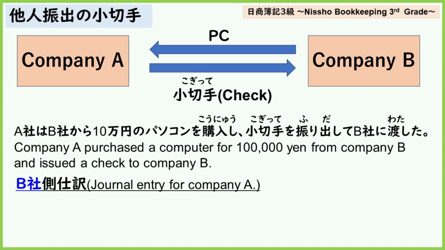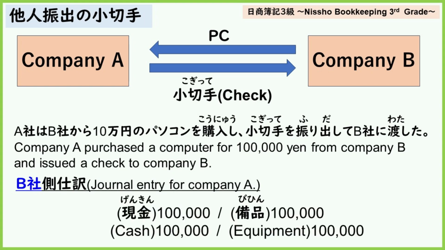Next, let's think about the journal entry for Company B. The journal entry is as follows. Debit, cash 100,000. Credit, equipment 100,000. From Company B's perspective, they received a check issued by another party, Company A. If you bring another person's check to the bank, you can quickly exchange it for cash. Therefore, other people's checks are treated as cash. As Company B no longer possesses the computer they owned, they will credit the equipment account. Please remember to treat checks received from others as cash.